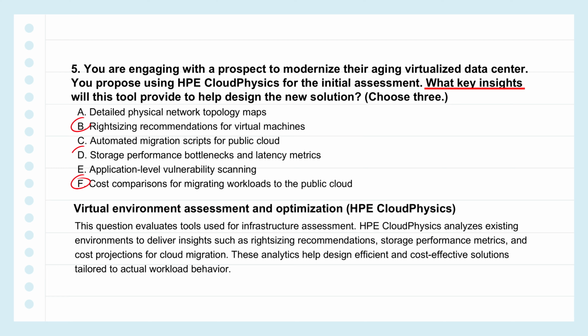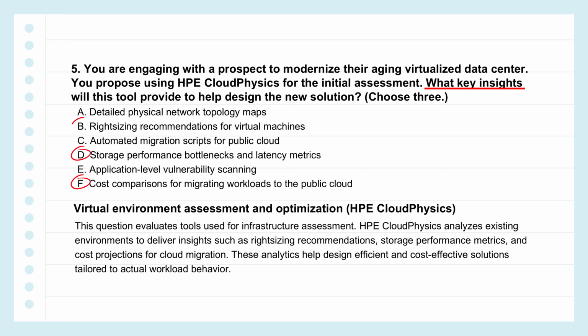Right. So for option B, it analyzes historical CPU and memory usage to give right-sizing recommendations for virtual machines, meaning it tells you if you've assigned way too much RAM to a server that doesn't need it. Which saves money. And for option D, it's looking at storage performance bottlenecks and latency metrics. So it's essentially auditing the input-output operations of your existing disks.